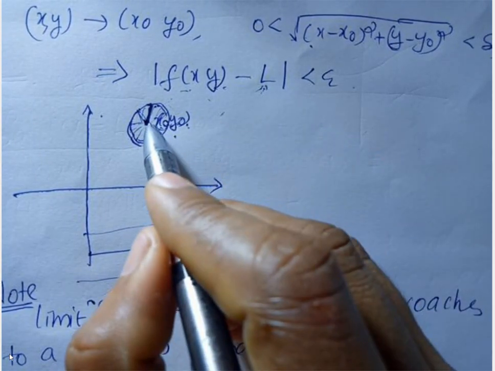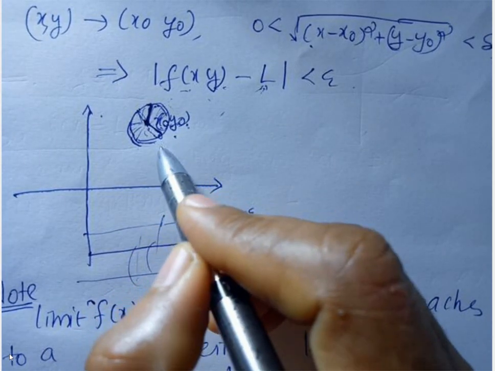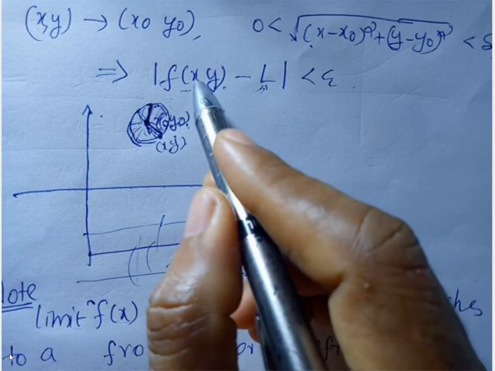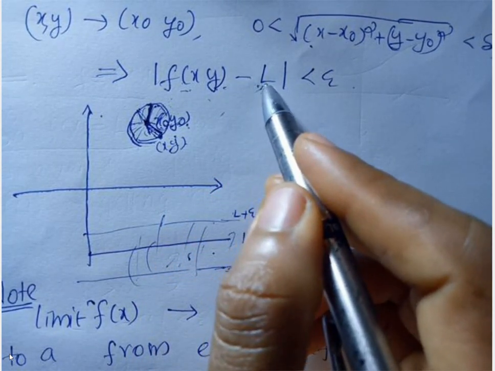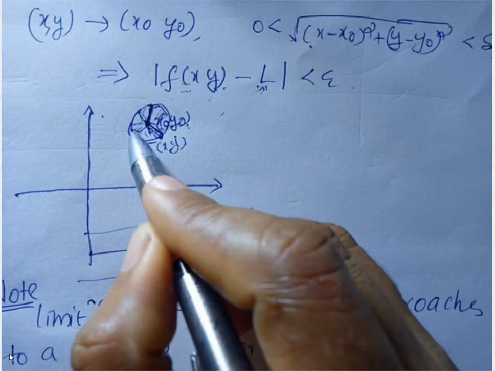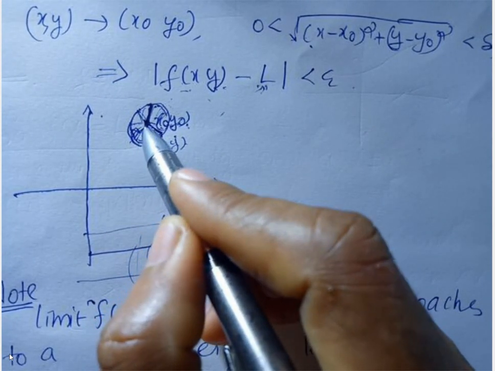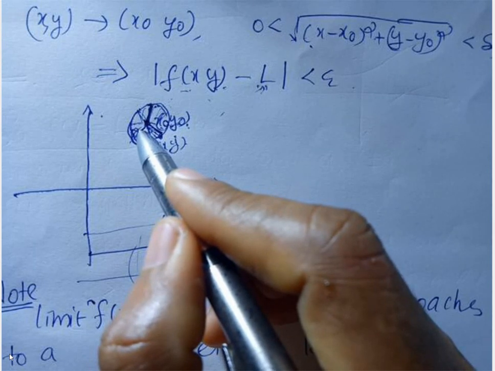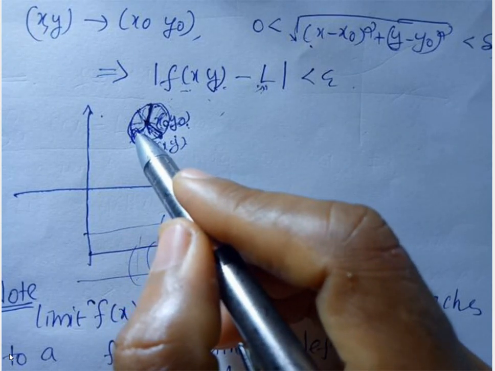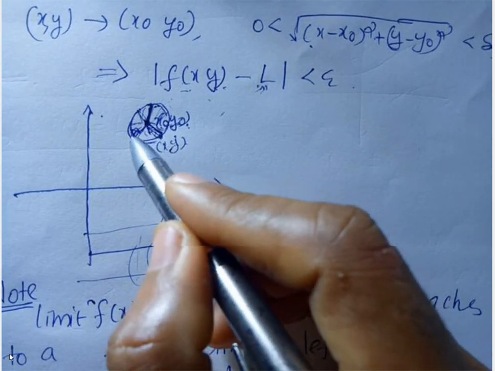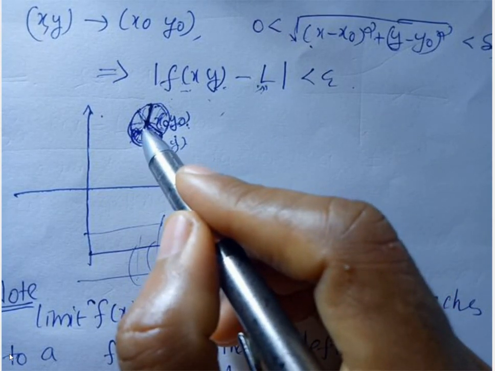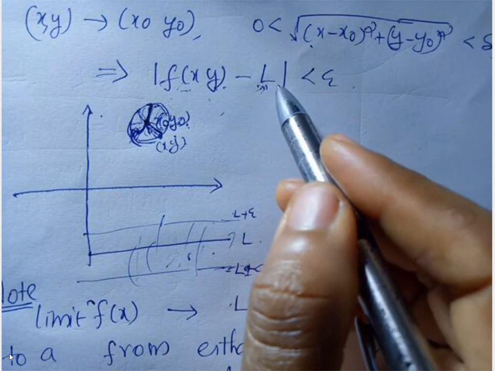I am choosing another direction also. I am choosing (x,y) here, and this (x,y) approaches (x naught, y naught) through this direction. Then f of (x,y) must have the value L. And again I'm choosing another direction. I can choose any direction. It cannot be only a straight line; it can be a straight line or any curve. I can approach (x naught, y naught) through any curve or any straight line. So if I am choosing this curve to approach (x naught, y naught), then f of (x,y) must have the value L, right?